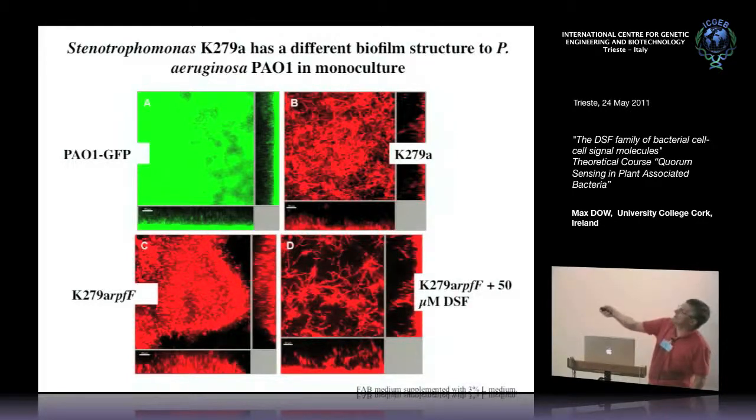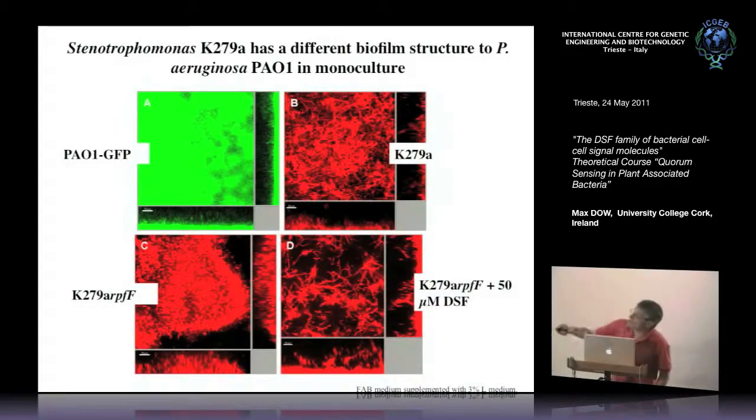It forms these kind of filaments in the biofilm. This is the rpfF mutant of K279A. So this is knocked out in the DSF signaling system. We can see that there's a difference in the structure between this and this. There are fewer filaments, the biofilm has a different shape, and the biomass is slightly different.